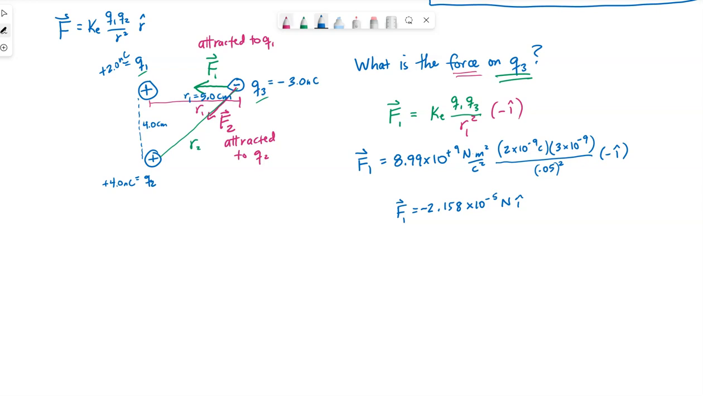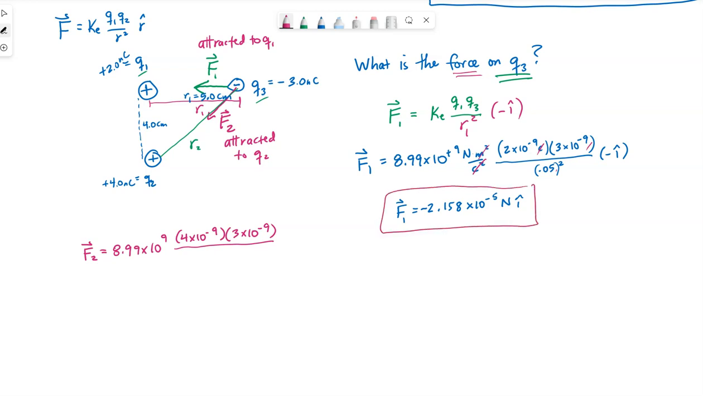Okay, let's find F2. F2, the magnitude, and by the way, the coulombs in here cancel, the meters cancel, which leaves us with newtons. F2, we have our same constant. The two charges involved in this attraction are 4 and 3 nanocoulombs. Again, I'm using just magnitudes so that I can make sure I'm accounting for the direction properly. Like we did here, F1, negative i hat, well, that represents to the left.